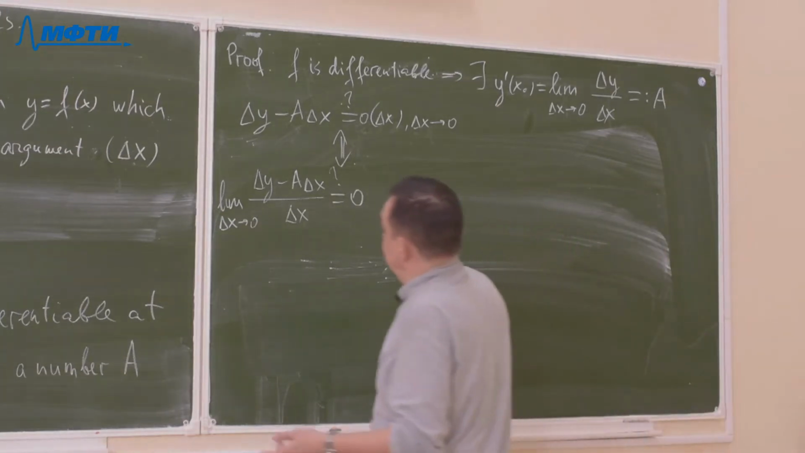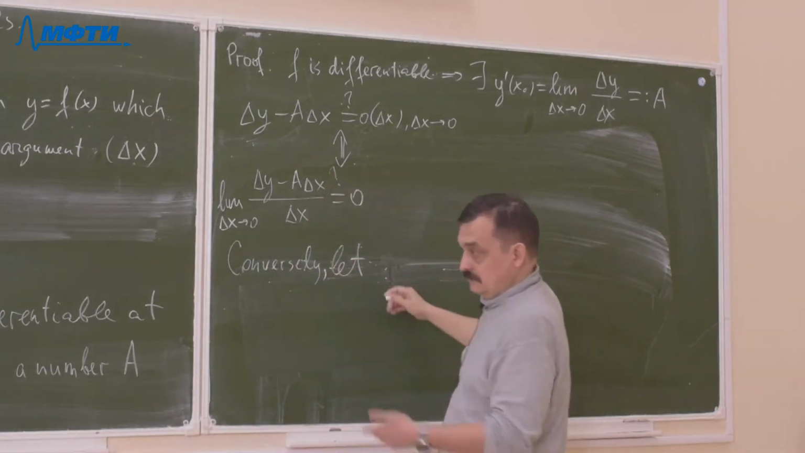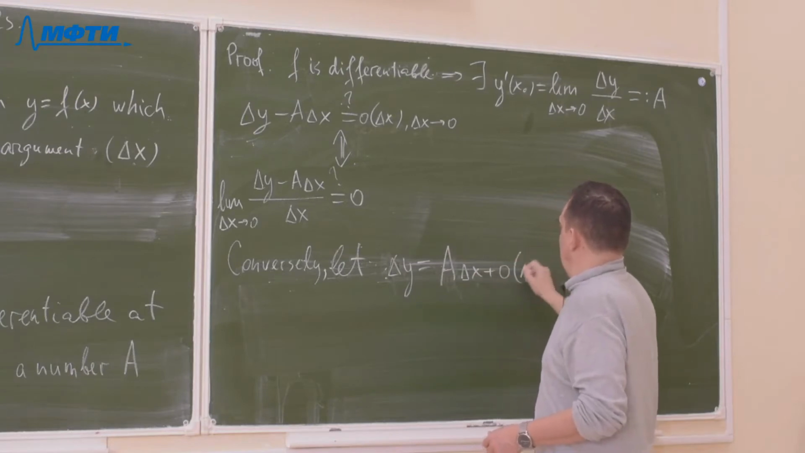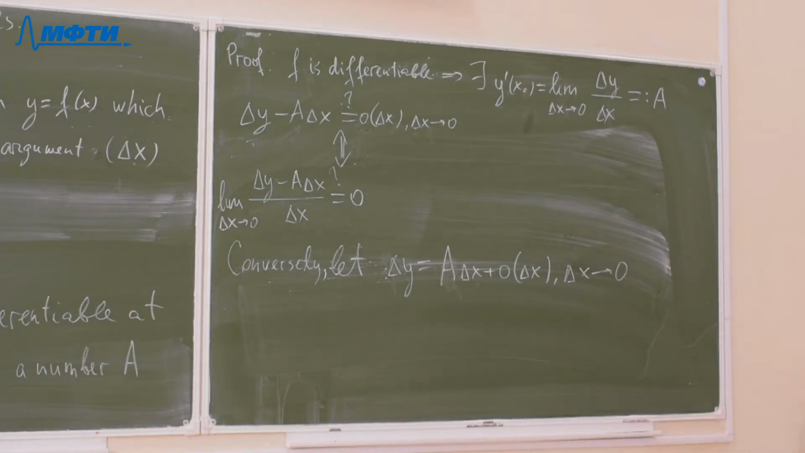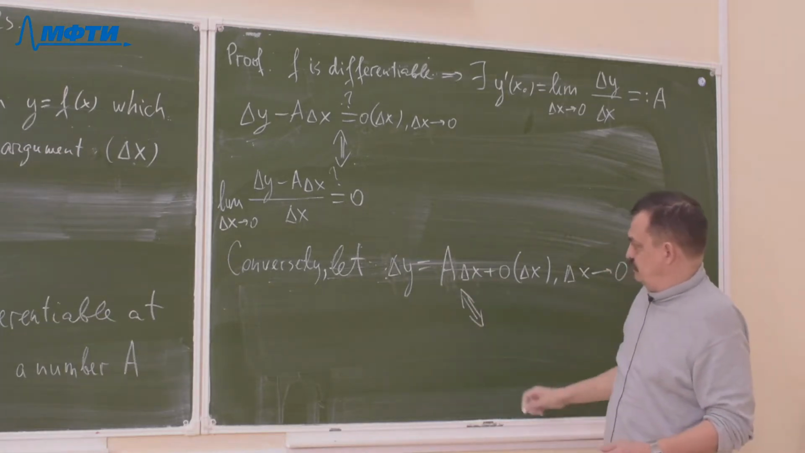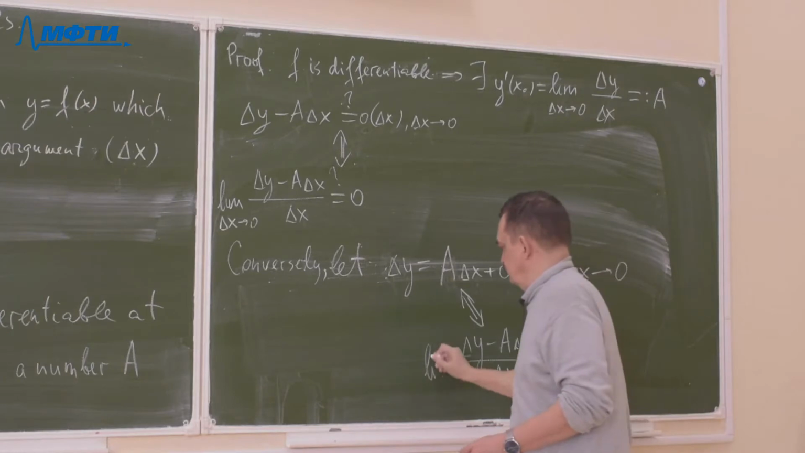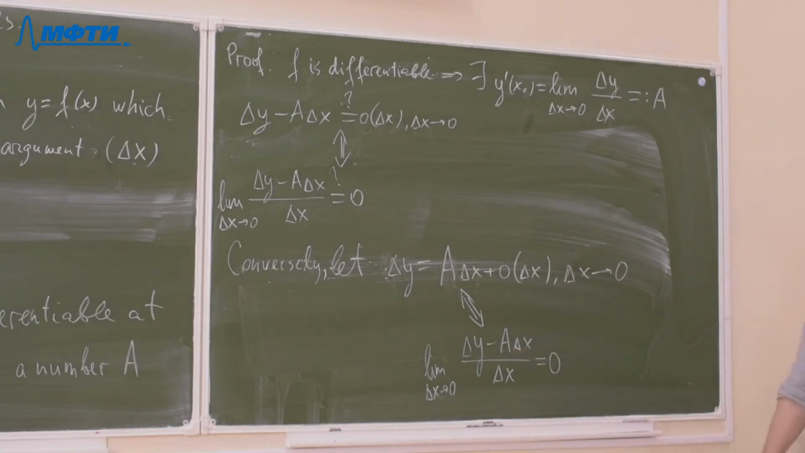Conversely, let delta y be equal to A delta x plus little o of delta x as delta x tends to 0. So let this equality hold. Once again, what is the meaning of this little o? By the definition, it is this one. It's again just the meaning of little o.